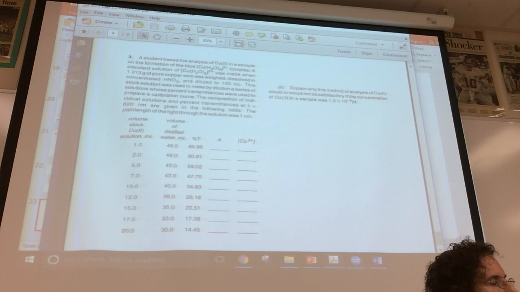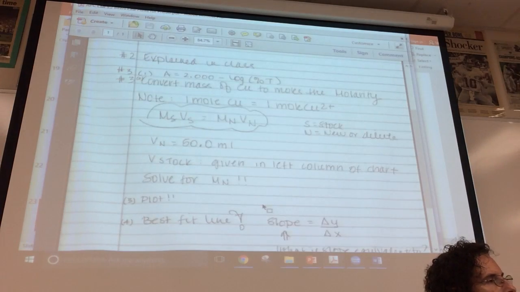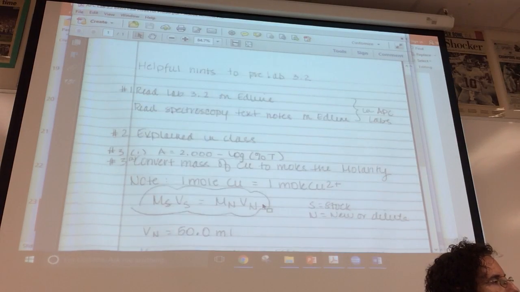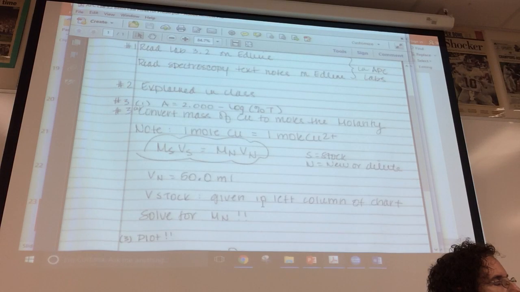So on the back of that first page that I have given you, there is this great little cheat sheet. And I'll come back to 3.1 in a sec, but 3.2 it says convert mass of copper to moles. What does it say? Convert mass of copper to moles. Oh, then it should say then molarity. That's a typo.